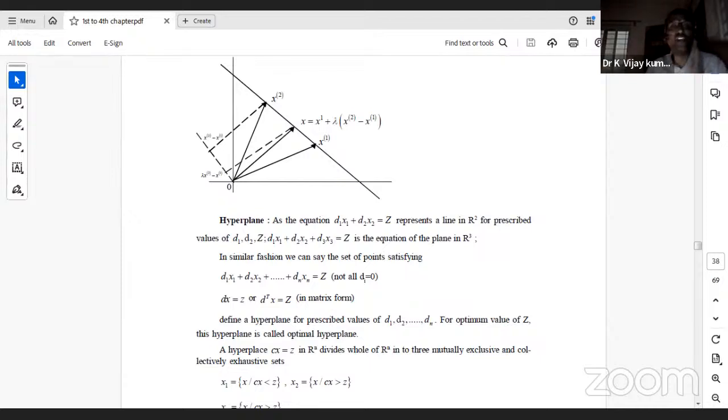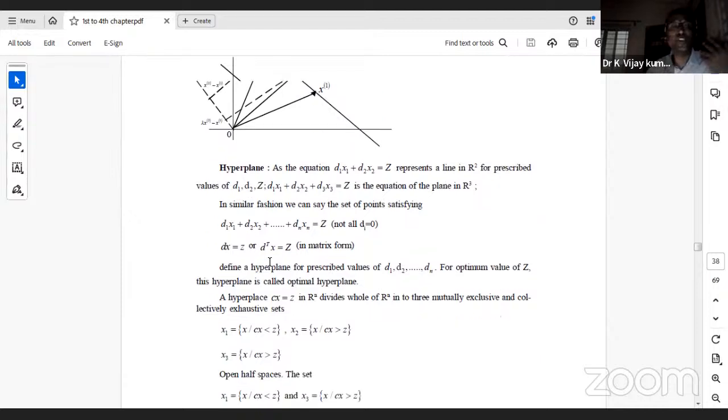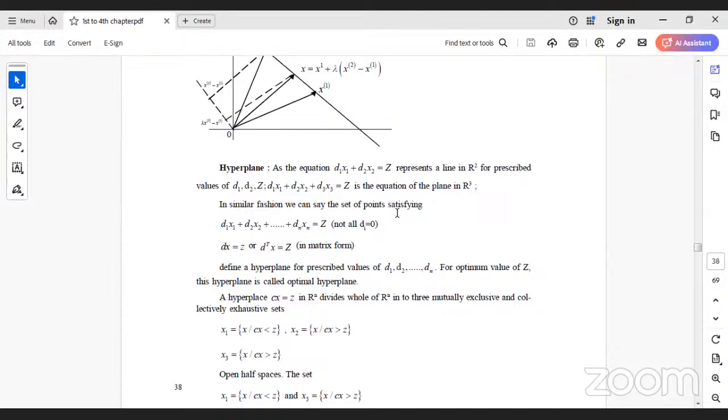In similar fashion, we can say that the set of points satisfying d1x1 plus d2x2 plus d3x3 and so on up to dnxn equal to z, with d not equal to 0, that is, d transpose x equal to z in matrix form, defines a hyperplane described by the values d1, d2, d3 up to dn. So for optimization of value, this hyperplane is called the optimal hyperplane.